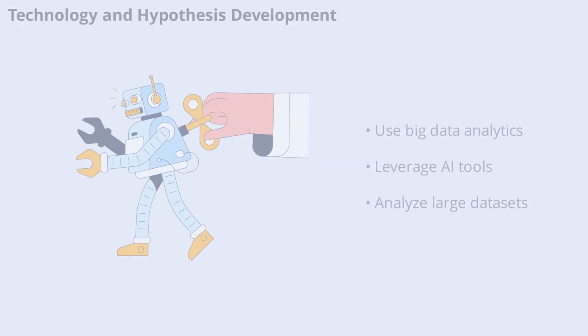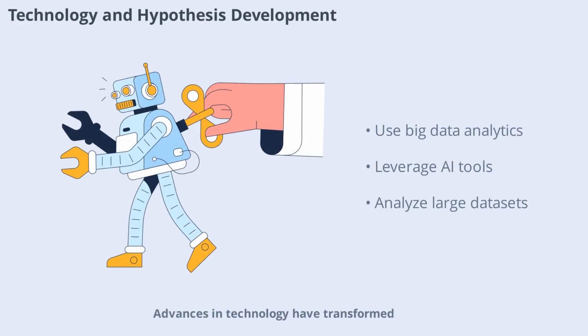Advances in technology have transformed hypothesis development in medical research. Tools like big data analytics, artificial intelligence, and electronic health records allow researchers to generate and test hypotheses more efficiently. Technology also enables the analysis of large datasets, revealing patterns that might otherwise go unnoticed.